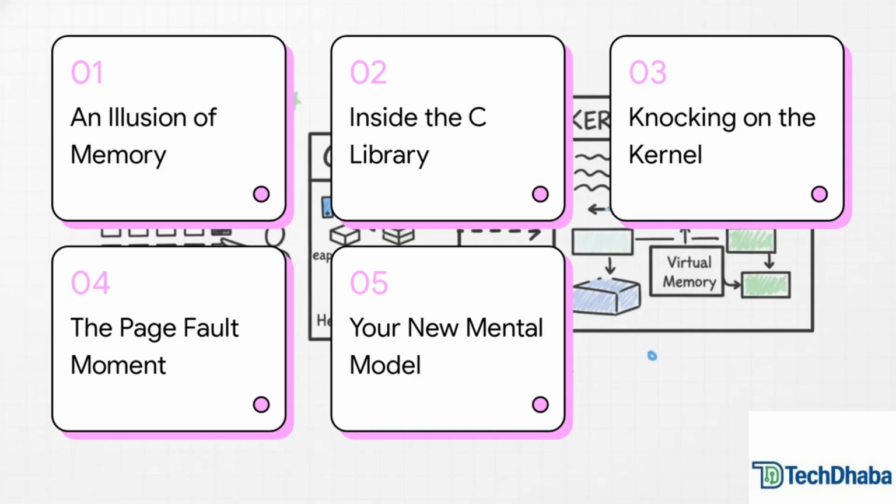Okay, so here's the plan. We'll start by tackling the central mystery of malloc, this idea of an illusion of memory. Then we'll peek inside the C library, see what it does, and watch what happens when it has to knock on the kernel's door. We'll get to the most critical part, the page fault moment, and then wrap it all up with a new mental model you can use from now on. Let's get into it.